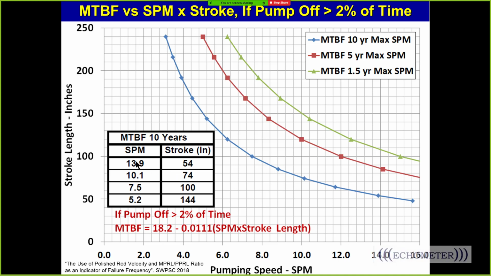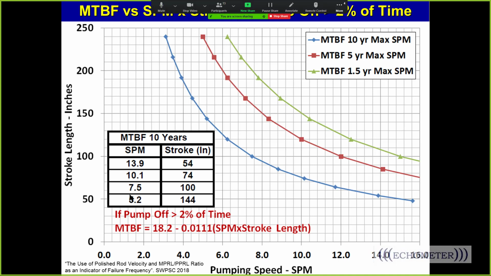If you look at this table, if you had a 10-year run life, as this blue line right here, if your pump is full and you're operating at 14 strokes a minute, it's okay as long as your stroke length is not more than 54 inches. If your stroke length is 144 inches and your pump is filled with liquid, then it's okay. You have a 10-year run life as long as you're not pumping more than 5.2 strokes a minute.